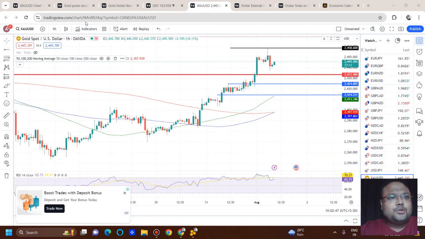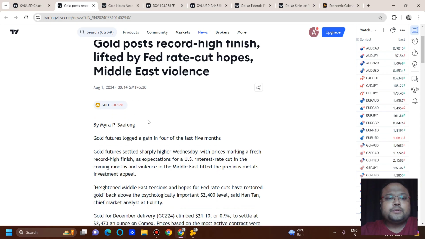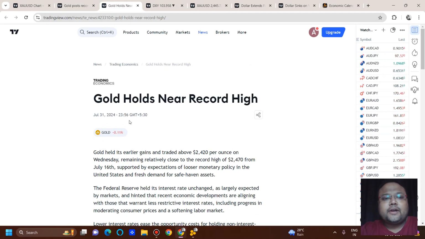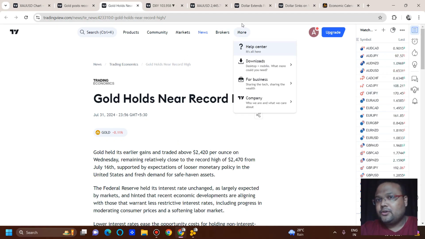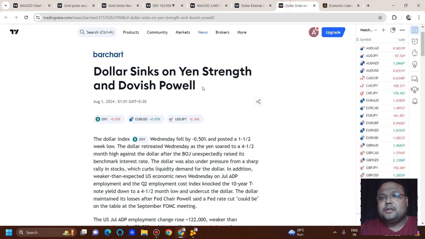Let's look at the market sentiment. You can see gold posts record high finish lifted by Fed rate cut hopes. Gold holds near record high. Gold held its earlier gains and traded above 2420 per ounce on Wednesday, remaining relatively close to the record high of 2470 from July 16, supported by expectations of looser monetary policy in the United States and fresh demand for safe haven assets. So this is the ongoing market condition, and you can see dollar extends fall on Fed rate cut bets, dollar sinks on yen strength and dovish Powell.